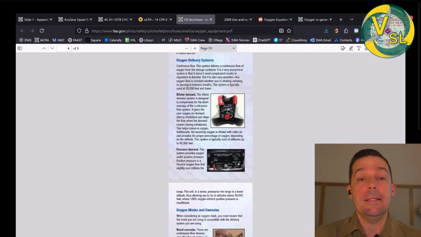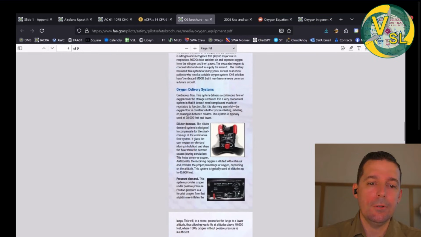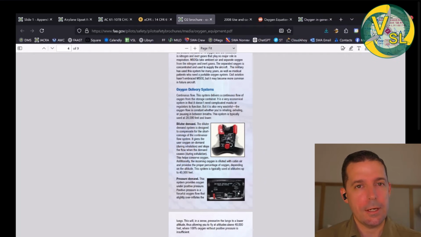Anyway, back to our oxygen delivery systems. We have a diluter demand, a pressure demand, and then we also have just continuous flow. So the diluter demand and the pressure demand, those are systems that you're typically going to see in pressurized aircraft, and they're going to be some sort of emergency backup in the case of a depressurization event. The reason we need this is actually a physiological reason, and we'll go back and talk about it in 61-107. But just to cover it here, at higher altitudes, we have a lower partial pressure of oxygen.